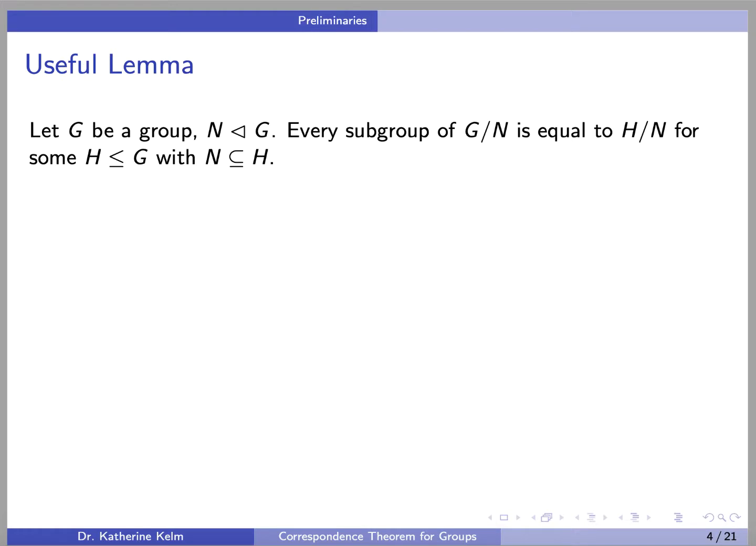We're going to start with the following useful lemma. Let G be a group, and let N be a normal subgroup of G. Then every subgroup of G/N is equal to H/N for some subgroup H of G containing N.